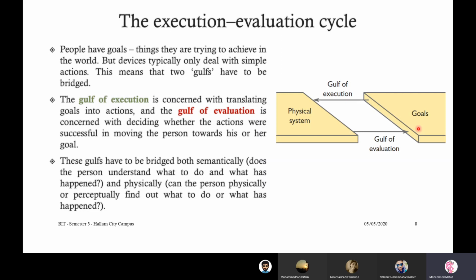So, and also physically. Semantical means something in terms of meaning, or in your mind you understand. Also physically, can the person physically or perceptually find out what to do or what has happened? That means system response, but again they should also have a way to maybe physically interact with the system and find out what has happened, or whether things have come correctly or not. They should be able to interact with the system.